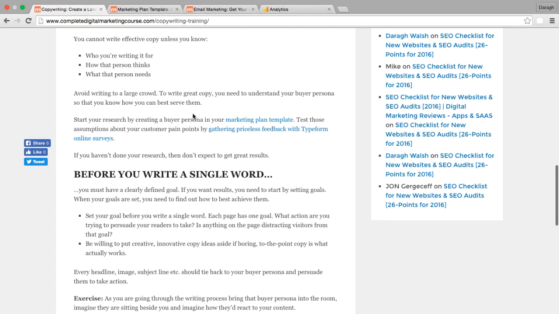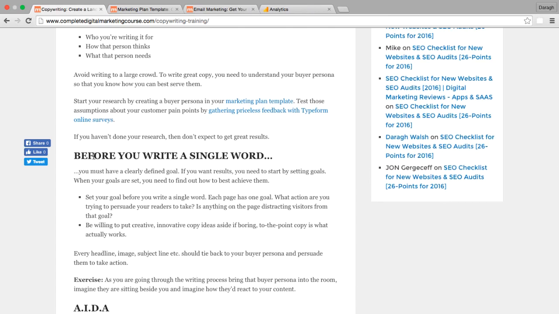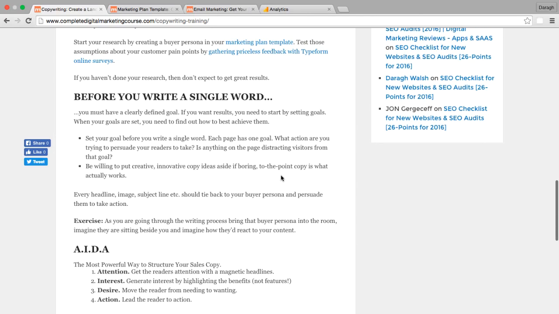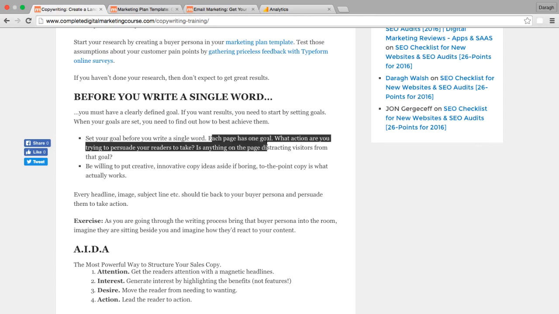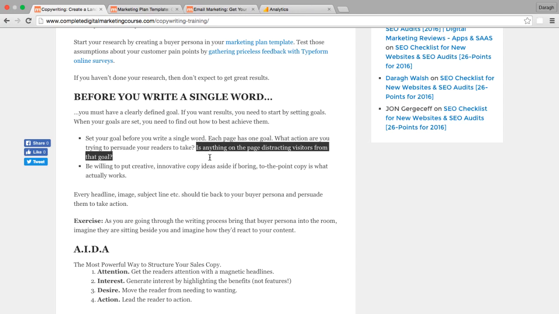You're going to be using them for copywriting, but before you write a single word, there's another common mistake people make, and that is not clearly defining goals. If you want results, you need to start setting goals. And when your goals are set, you can find out how best to achieve them. So set your goal before you write a single word. Each page should have one goal. What action are you trying to persuade your readers to take? Is there anything on the page that is distracting them from that goal?